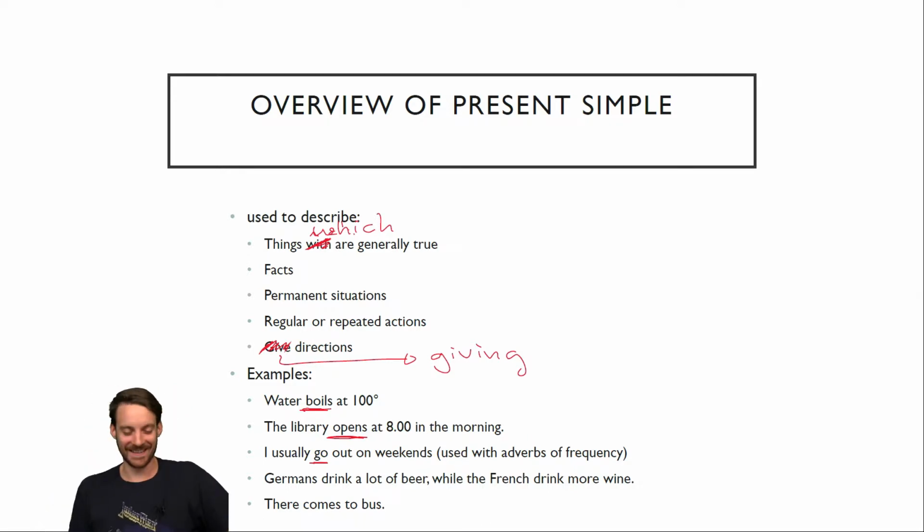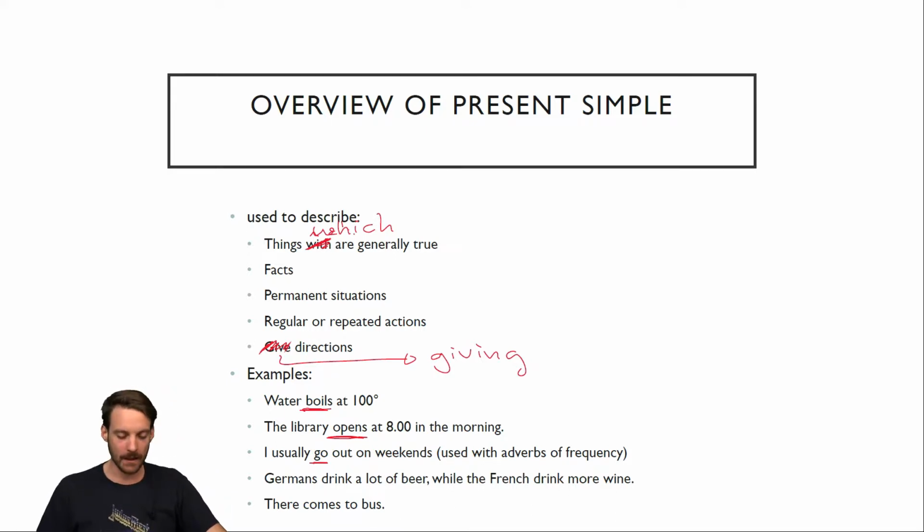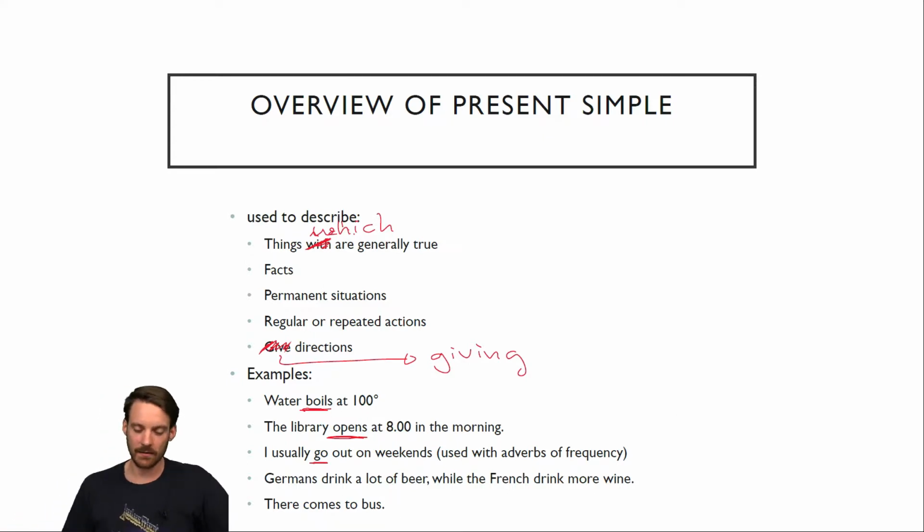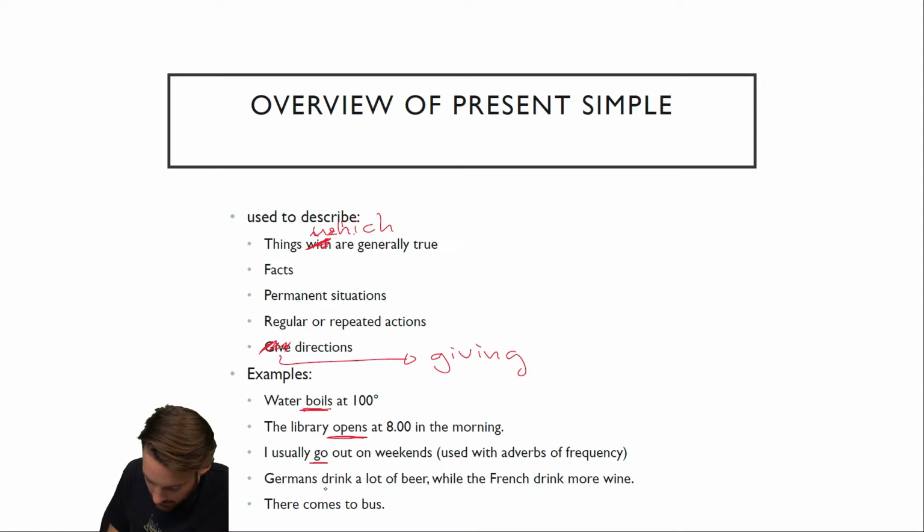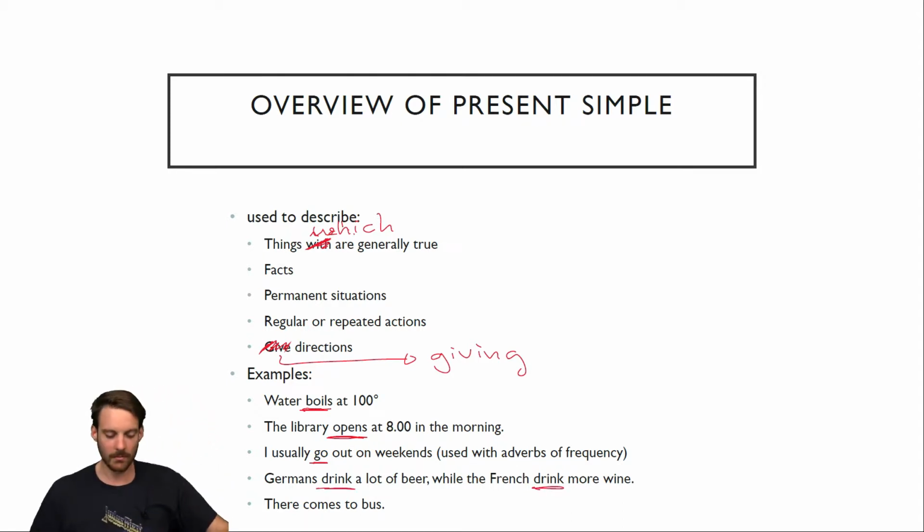Then we have another sentence. Germans drink a lot of beer, while the French drink more wine. Of course, it's an example sentence, and you could argue that that's not true. But in this case, we're just pretending that's true, and that's a fact or a thing that's generally true. Therefore, we use the simple aspect, drink, in the verb.